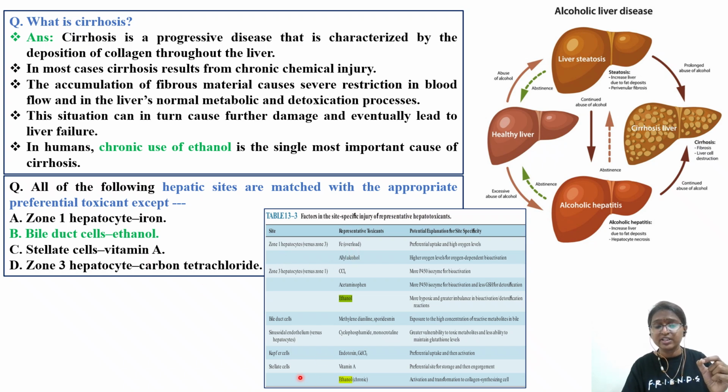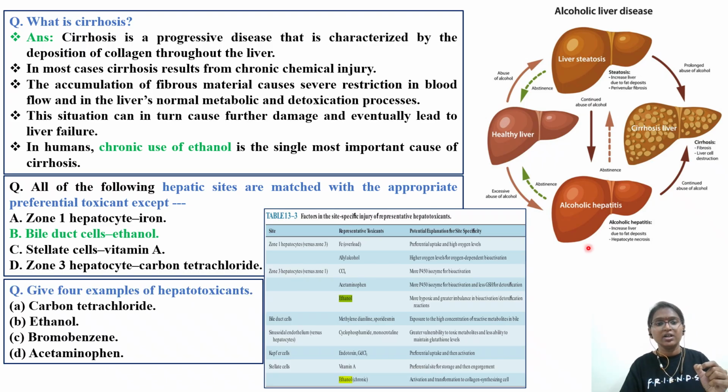In the case of stellate cells, vitamin A as well as ethanol are going to cause damage to the stellate cells in the liver. And if you look into zone 3 hepatocytes, it is carbon tetrachloride, CCl4, that is going to affect zone 3. Okay, so one more question is: give four examples of liver toxicants, hepatotoxicants.